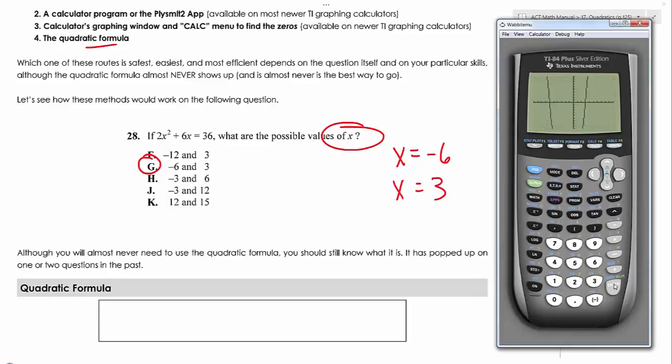So I have captured this 0 between my two arrows here. I want the calculator to take a guess. It guesses -6, 0, which is exactly what we came up with. So that's how we would use the graphing screen.